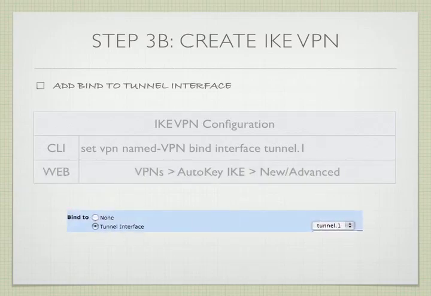And on your advanced tab in creating the AutoKey IKE, this is another section available to you. By default, for a policy-based VPN, this is bind to none. For a route-based VPN, you choose tunnel interface option on the left and pull down which of the tunnels that are configured that you're going to associate this with. This is a required configuration for a route-based VPN. It has to be bound to that tunnel interface, and this is the first difference then with route-based VPNs to policy-based VPNs.